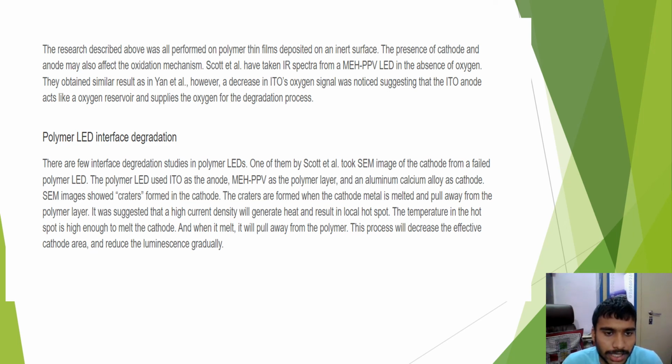It was suggested that a high current density will generate heat and result in local hotspots. The temperature in the hotspot is high enough to melt the cathode, and when it melts, it will pull away from the polymer. This process will decrease the effective cathode area and reduce the luminescence gradually.